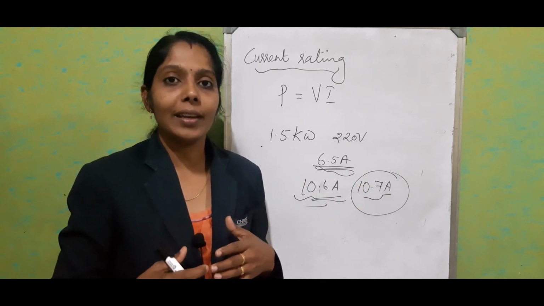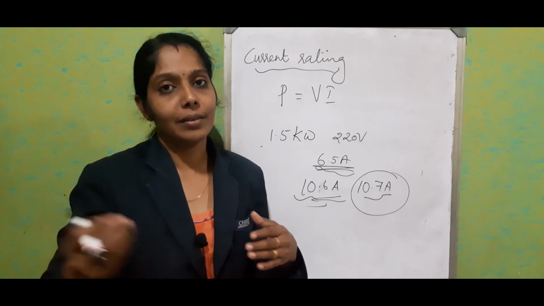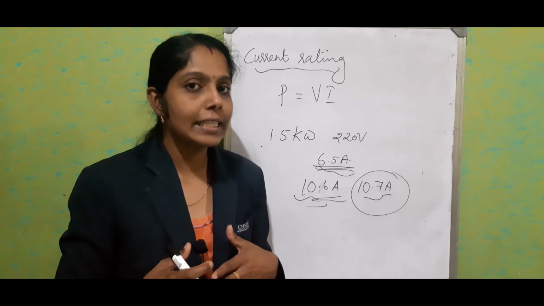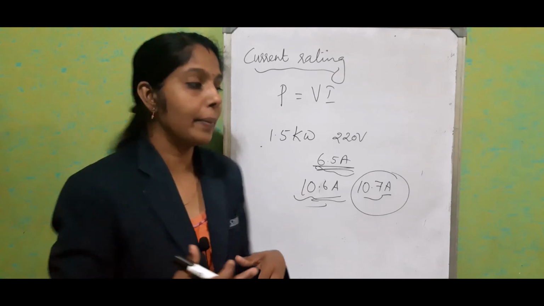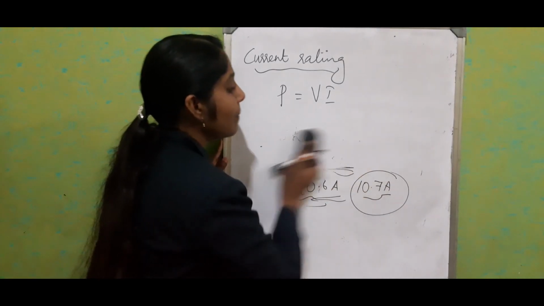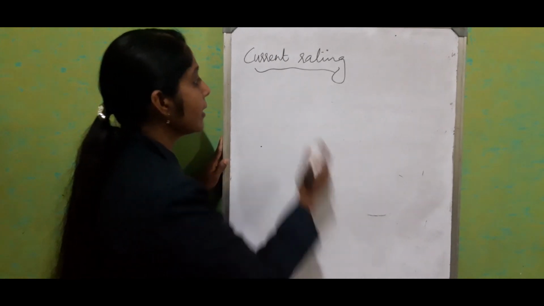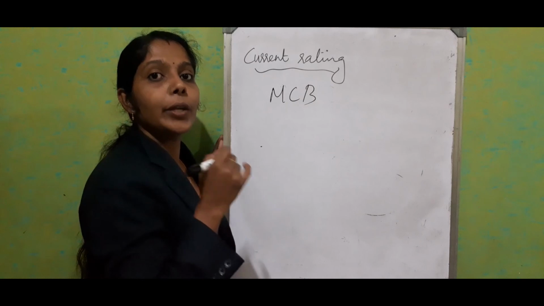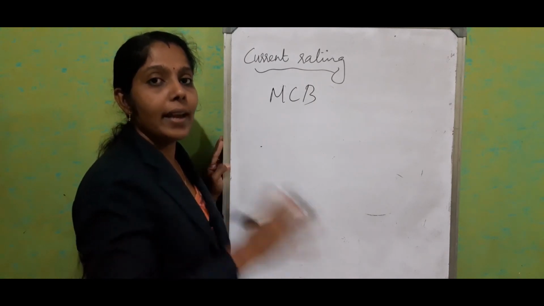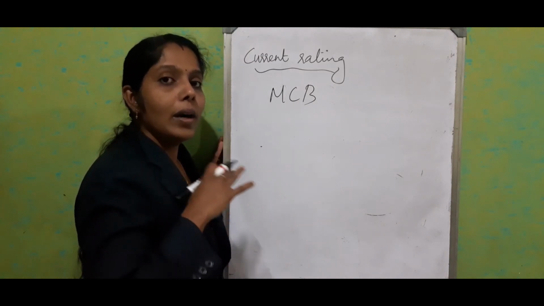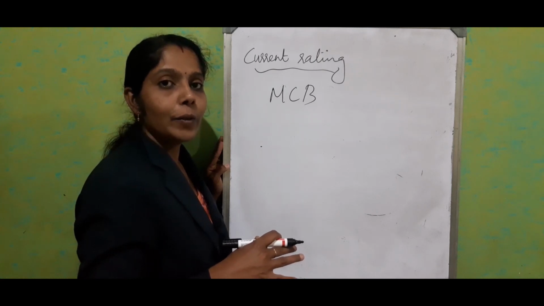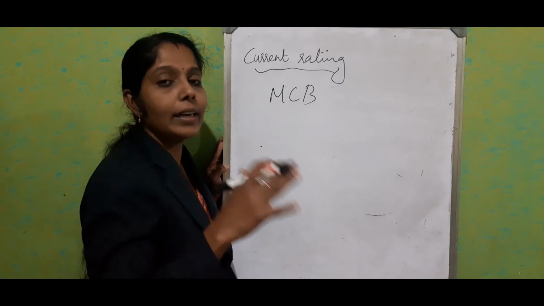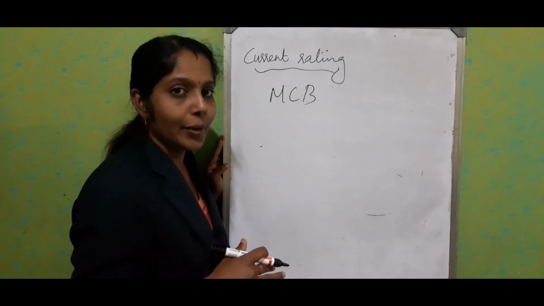So manually, we don't need to remove the connection wire or the fuse wire, and we don't need to install it. Automatically, it happens. So we call it MCB, miniature circuit breaker. Automatically it breaks the circuit, and once a normal current starts flowing through the circuit, it rejoins the circuit.